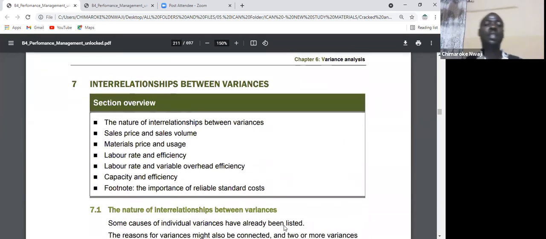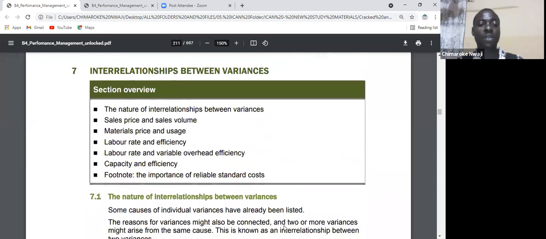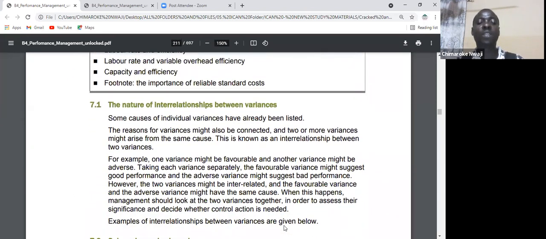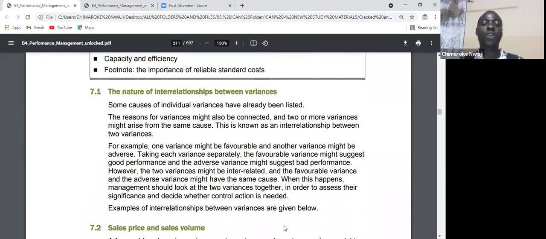Let's look at the interrelationship between the variances. We've looked at some of the causes for individual variances. Now, the reasons for variances might also be connected, and two or more variances might arise from the same cause. This is known as an interrelationship between variances. Let's see an example here.